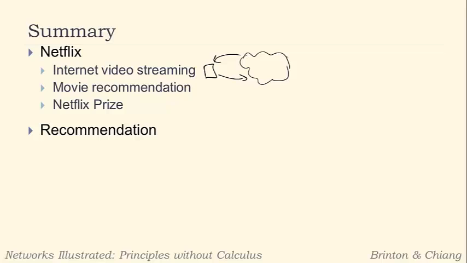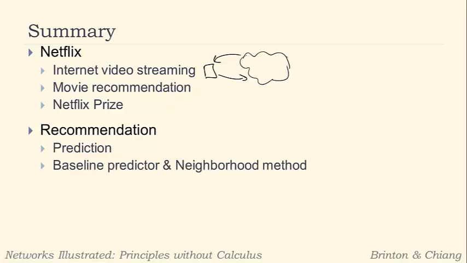Then we really just looked at recommendation, specifically the Netflix problem. We looked at prediction, right? How it's important. You need to make a prediction of what you think the users are going to rate the movies based upon what you know about them and maybe what you know about people or movies who are similar to what you're looking at.